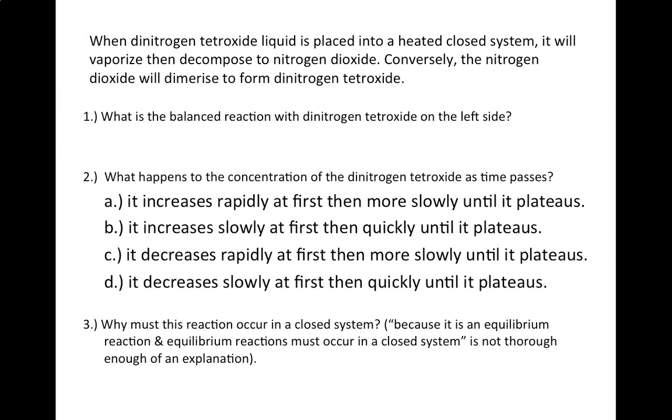And why does this have to occur in a closed system? It's because if we are vaporizing it, we're turning it into a gas. If I let the gas go into the atmosphere around me, it's going to get far, far away from one another. The gases are going to disperse as much as possible, and so they're not going to be able to hit one another as likely and form that dinitrogen tetroxide.